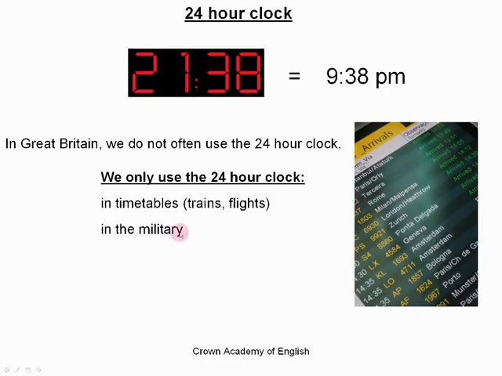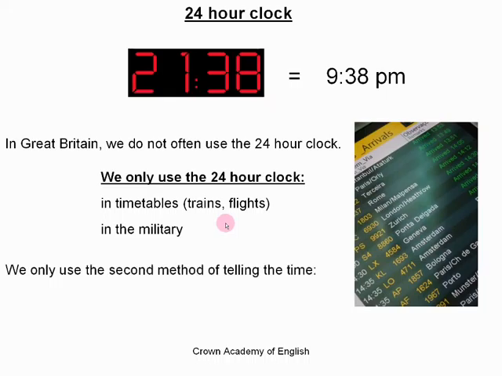And also the military. So the military, they use the 24-hour clock because it is very precise. Okay? And when we say the 24-hour clock, when we speak the 24-hour clock, we use the second method. So we say 2050. We do not say 10 to 21.